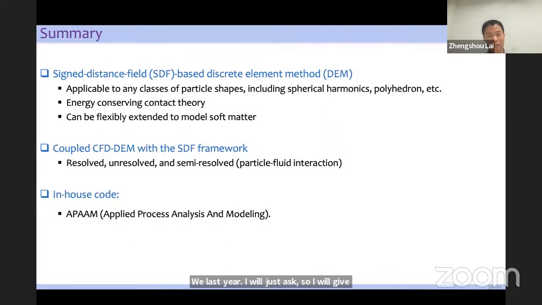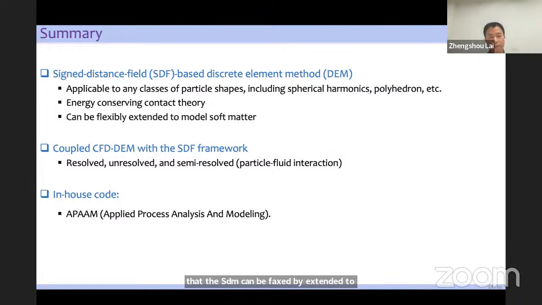So in the first part, we talked about the static distance field-based DEM. This approach is applicable to any class of particle shapes, including the widely used spherical harmonics, polyhedron, and also the level set. And in the SDFDEM, we use the energy conserving contact theory. So it is very good for numerical stability and also enables quantitative energy analysis. And we have also shown that the SDFDEM can be flexibly extended to model soft metal.